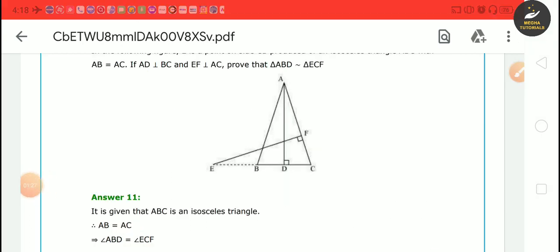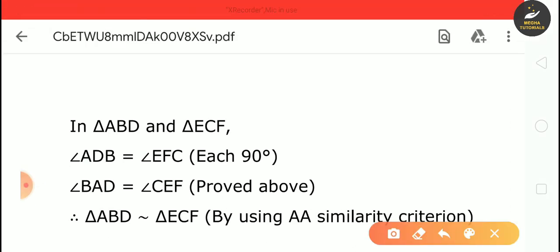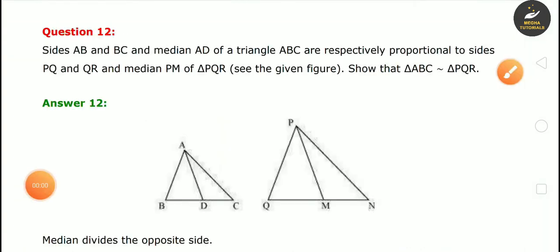It is given that triangle ABC is an isosceles triangle, therefore AB is equal to AC, and therefore we can write angle ABD is equal to angle ECF because base angles are equal. Then in triangle ABD and triangle ECF, angle ADB is equal to angle EFC, each 90 degree. Angle BAD is equal to angle CEF, that is from 1, and triangle ABD is similar to triangle ECF by AA test of similarity.